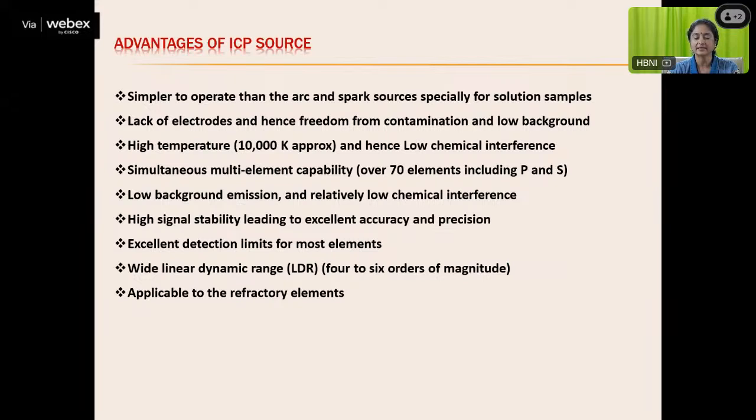Lack of electrodes and hence freedom from contamination and low background, high temperature of approximately 10,000 degree Kelvin and hence low chemical interferences, simultaneous multi-element capability over 70 elements, including even non-metals like phosphorus and sulfur, high signal stability leading to excellent accuracy and precision, excellent detection limit for most elements, wide linear dynamic range, 4 to 6 orders of magnitude, applicable to refractory elements also, as the temperature is quite high. So chemical interference is not there. Oxides will not be stable there. They can go back to their atom level.